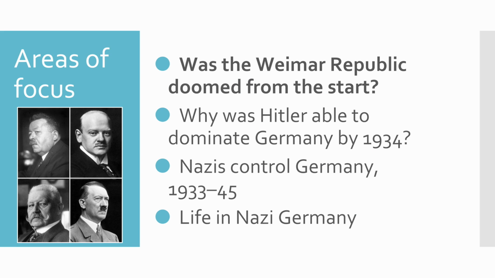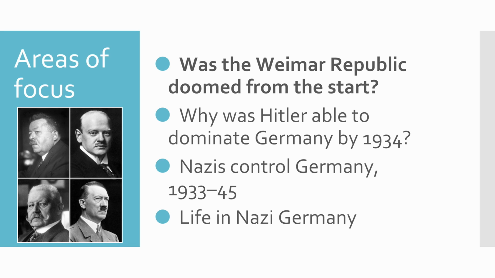There are 4, which includes: was the Weimar Republic doomed from the start? Why was Hitler able to dominate Germany by 1934? Nazi control of Germany, 1933 to 1945, and then finally, life in Nazi Germany. This video will focus only on the first section: was the Weimar Republic doomed from the start?